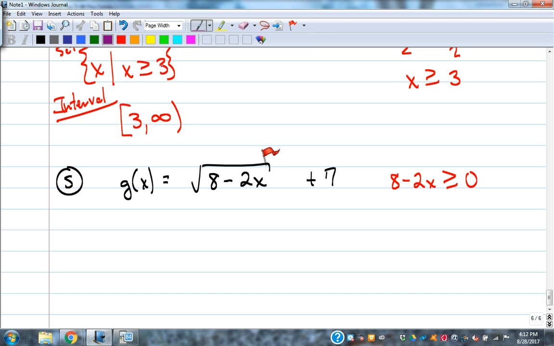And we solve that. So here, when we're solving this, subtract 8. So that's negative 2x is greater than or equal to negative 8. And then I divide by negative 2. When I divide by a negative with inequalities, what do I do? There's a rule.